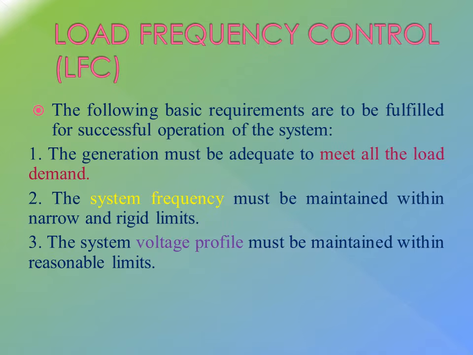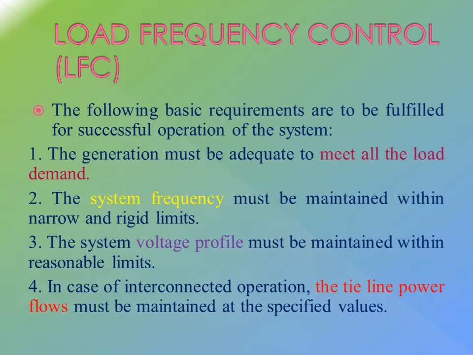Then your voltage profile should be within the reasonable limit, and then it is the interconnected operation. That means in the last sessions we have read about different grids, northern grid, southern grid. So there will be power flow between different grids. So we'll say one grid as one area, the northern region as one area, right? The power flow between the southern region to northern region will be taking place via the tie line. So this power exchange should be maintained within the specified value. So these are the requirements for a successful operation of the system.